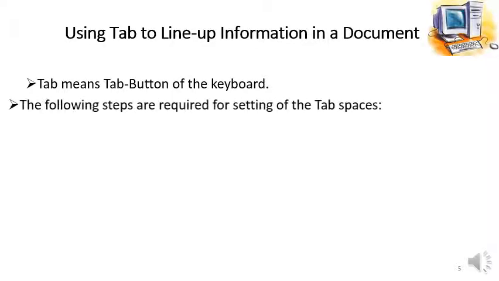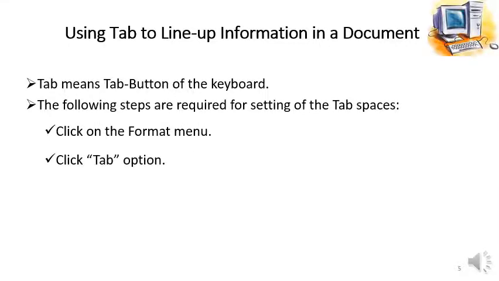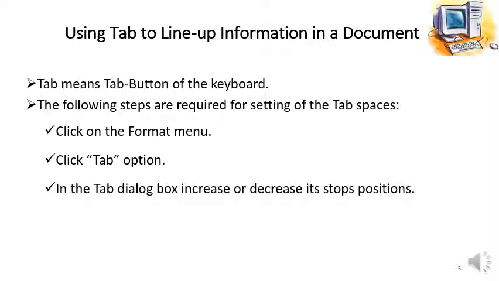Okay, using tab to line up information in a document. Tab means the tab button of the keyboard. Normally in every computer keyboard there is a tab button situated right above the caps lock key. The following steps are required for setting the tab spaces. First of all, click on the format menu, then click the tab option. In the tab dialog box, increase or decrease the tab stop positions. So you will see all these things practically in the upcoming video.